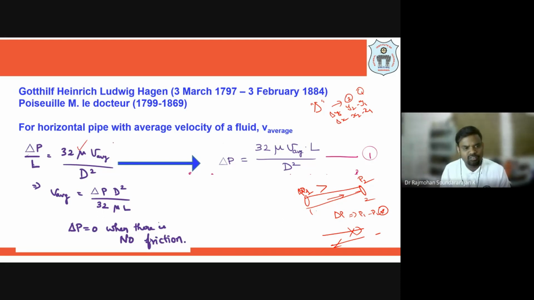Mu is the viscosity of the fluid. Remember, in SI units, pressure is in Pascal, length in meters, viscosity in Pascal second, velocity in meter per second, and diameter in meter square. If you do the unit tally, you are going to get Pascal per meter as the unit. If you take this L to the right hand side, you will get the equation delta P is equal to 32 mu V average into L by D square. Let it be equation number 1, because in future I am going to make use of it.